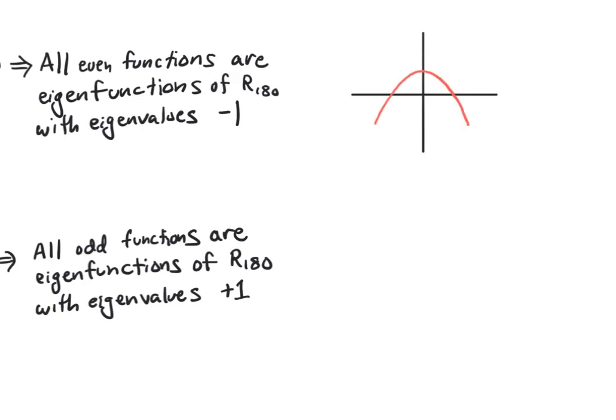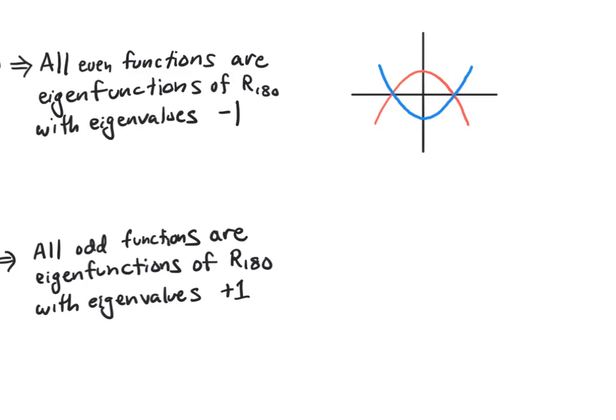If I apply my rotation operation to this function, I'm going to end up with something like this. At this point, you might say, I don't know about you, Mr. Lunny, but that doesn't look like the same thing I started with. You're kind of right, but if you think about it, this blue flipped function is really just the red function where I've multiplied every single point by negative 1. I've scaled it by a factor of negative 1.